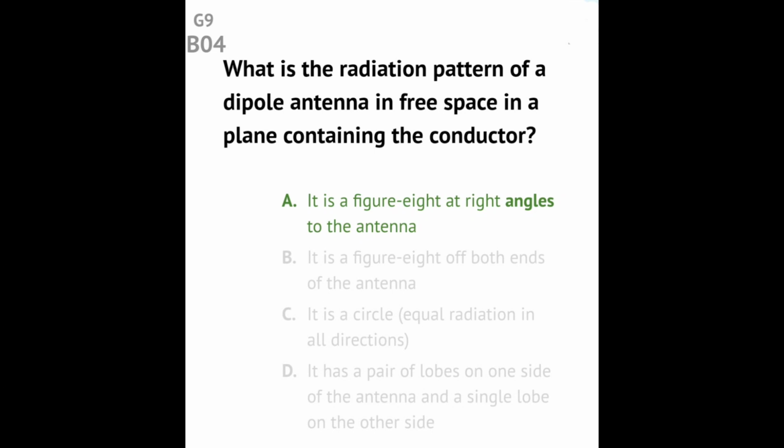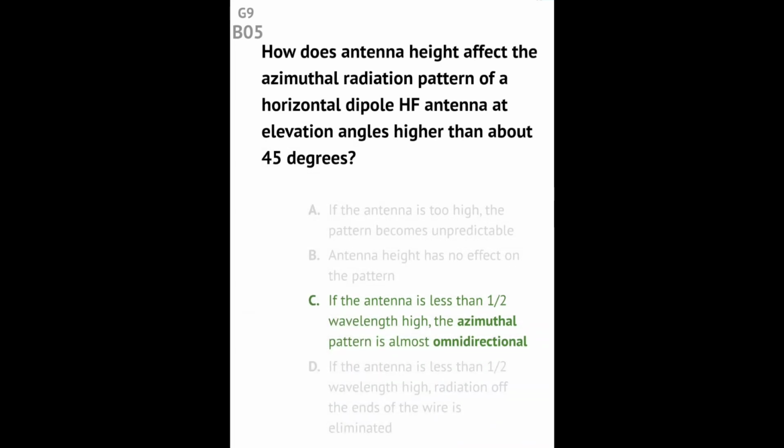Question G9B04. What is the radiation pattern of a dipole antenna in free space in a plane containing the conductor? Answer: it's a figure 8 at right angles to the antenna. Question G9B05. How does antenna height affect the azimuthal radiation pattern of a horizontal dipole HF antenna at elevation angles higher than about 45 degrees? Answer: if the antenna is less than half wavelength high, the azimuthal pattern is almost omnidirectional.